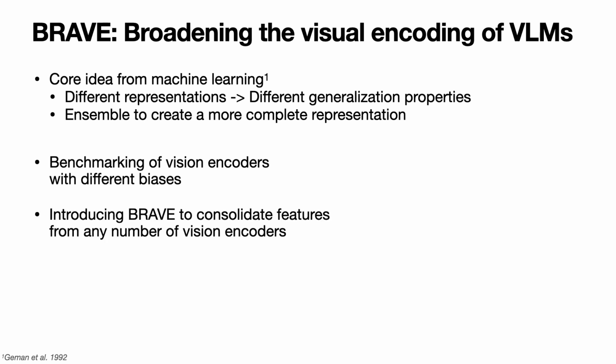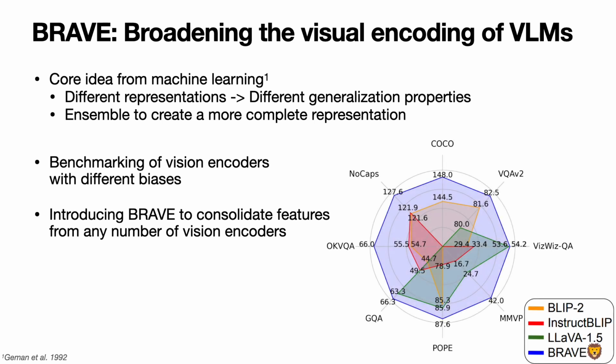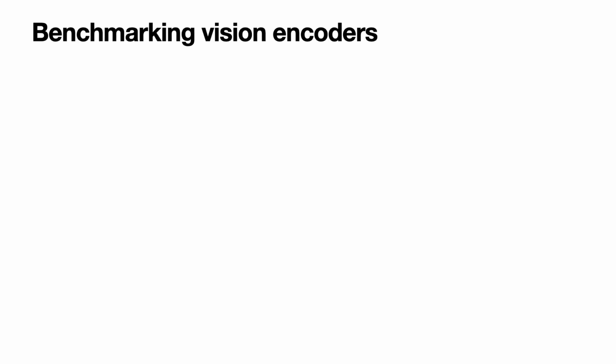Based on our findings, we introduce the Brave method that can efficiently consolidate features from any number of vision encoders into a compressed and contextual representation, leading to state-of-the-art performance. By leveraging the diversity in visual representations, Brave can significantly push the state-of-the-art for a broad range of captioning and visual question answering benchmarks, as you can see in the spider chart. Finally, we perform a comprehensive ablation study of Brave, which we hope provides useful insights to researchers. Let's start with benchmarking vision encoders.